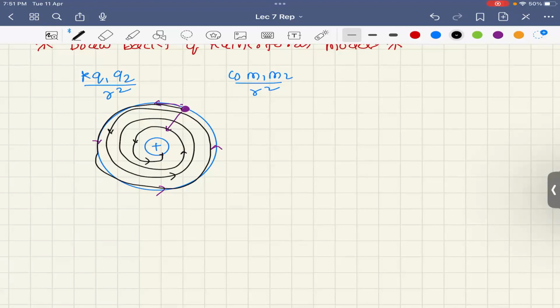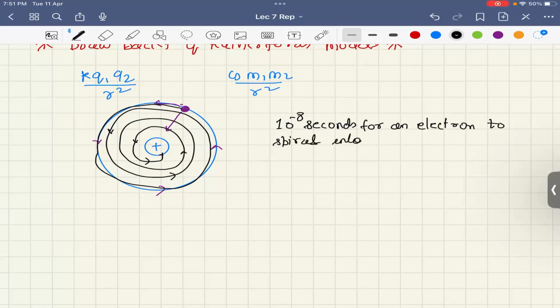Then consequently the orbit will become smaller, like I have said, and smaller and smaller, and finally the electrons would fall onto the nucleus, right? So in other words, the atom should collapse, and the calculations have shown that it takes only about 10 raised to the power minus 8 seconds for an electron to spiral into the nucleus, right? However, this does not happen.